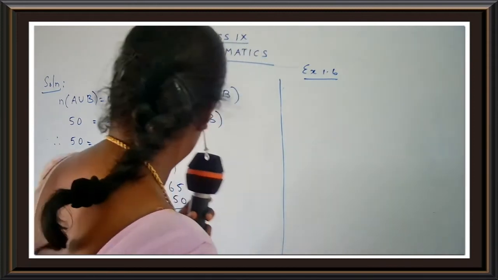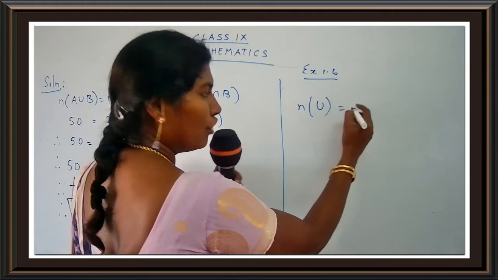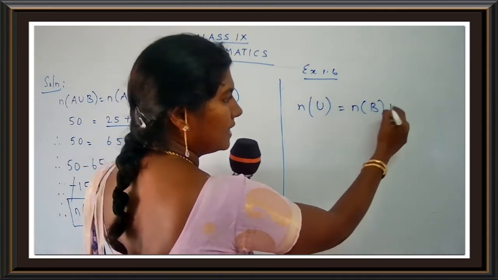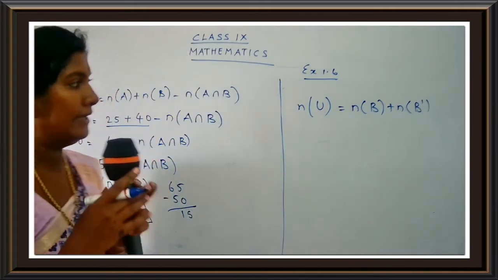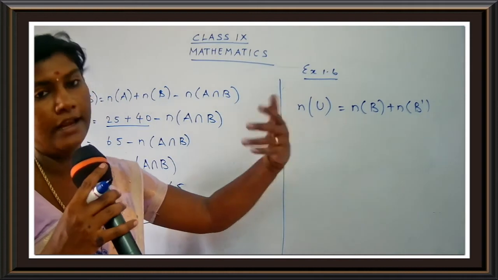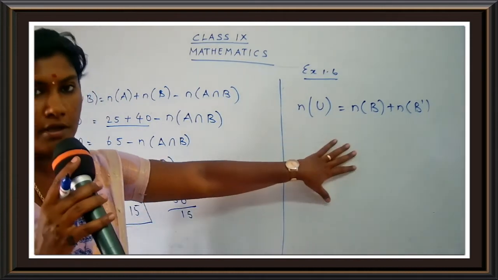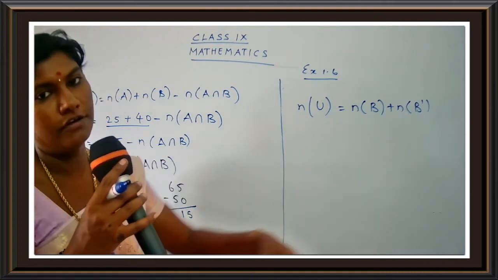Let's take down here, n of U is equal to, that's what we have to find out. N of U is equal to n of B plus n of B dash. In the result part, we had taken A, but here for this sum, we were given the values of n of B and n of B dash. So I am going to use this formula, okay, children? So n of U is equal to n of B plus n of B dash.